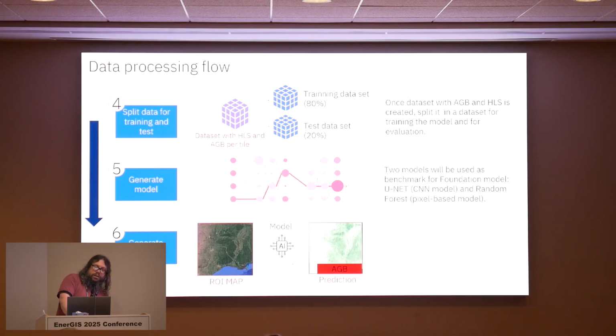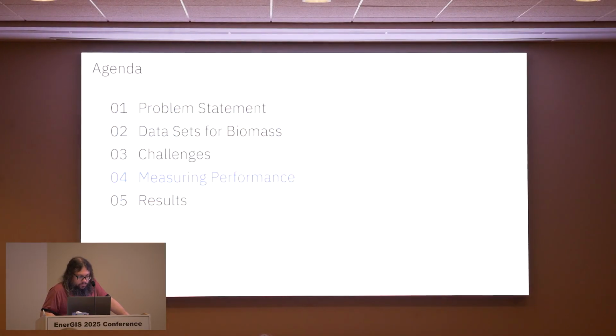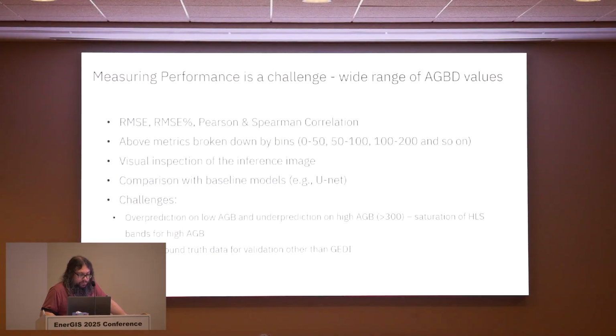We tried a few different models. We started with a random forest pixel-based model, and then we eventually settled on a UNet model. This is a convolutional neural network model that is built for image segmentation, right? So this model is built for image segmentation, and we're trying to use it on satellite data, which is, again, an image at the end of the day, right? So how do we measure performance?